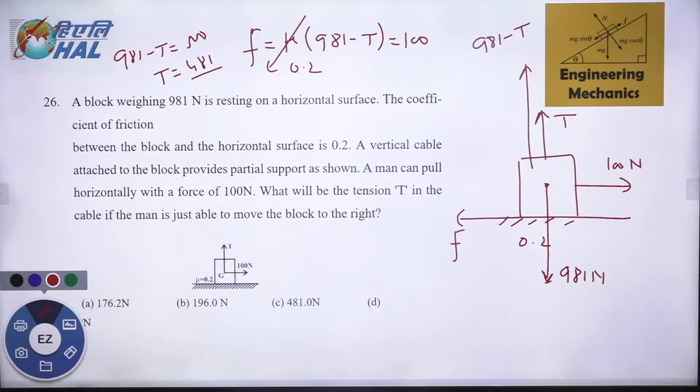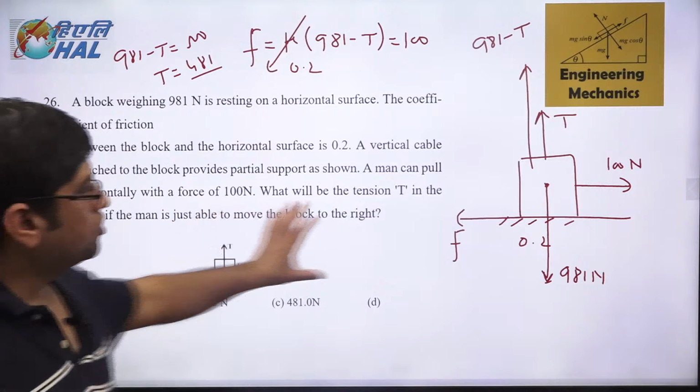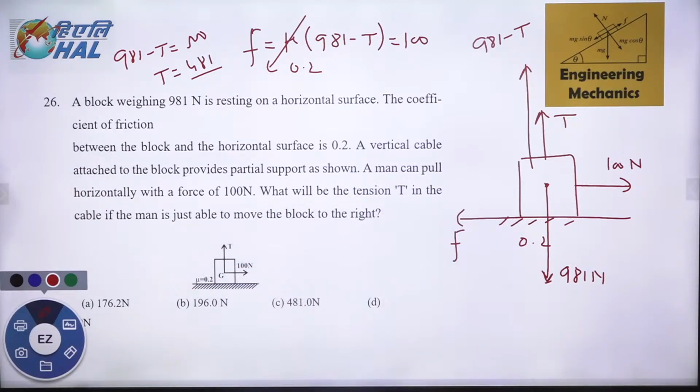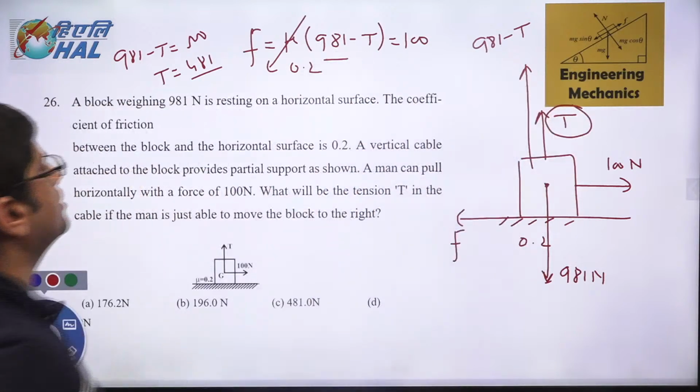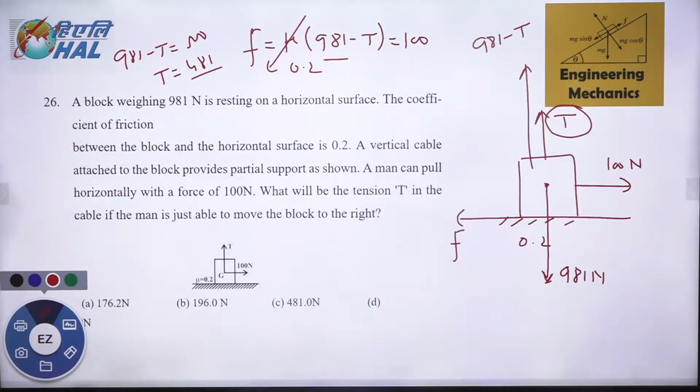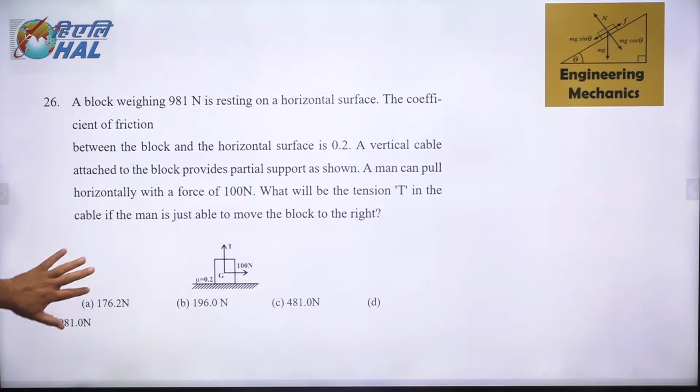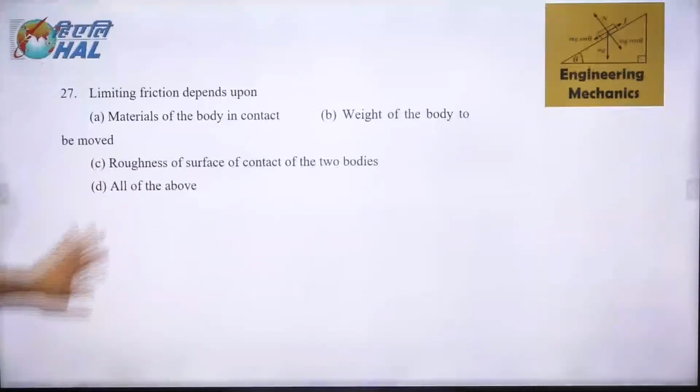So that also is a question where, you know, if tension is given, it is upward, or at what value of T friction will be 0. If T becomes equal to 981, then obviously friction will become 0. So friction will be 0 if this becomes equal to 981. Right? So let's go for the next question.